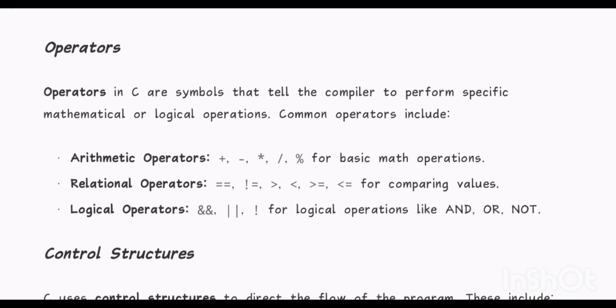Operators. Operators in C are symbols that tell the compiler to perform specific mathematical or logical operations. Common operators include arithmetic operators, +, -, /, * for basic math operations. Relational operators, ==, for comparing values. Logical operators, for logical operations like and, or, not.